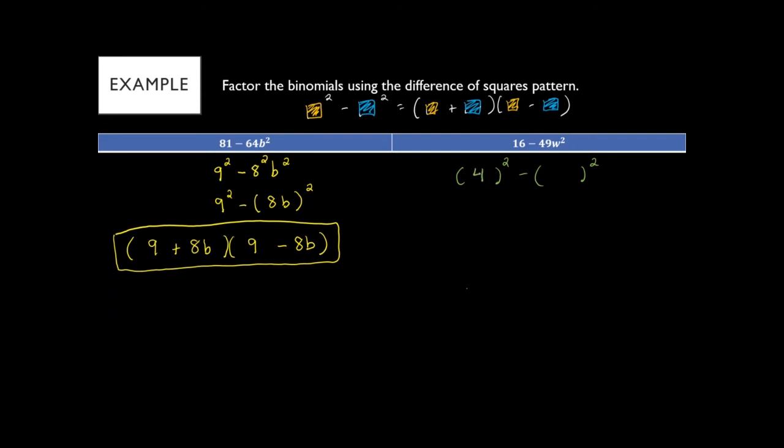Since 16 is the same thing as 4 squared. So now what about the 49w squared? Try to follow the same pattern that we did and try to put it in the form that I have in the second step. Try to identify what we would have in the parentheses there. So what would we rewrite the 49w squared as?